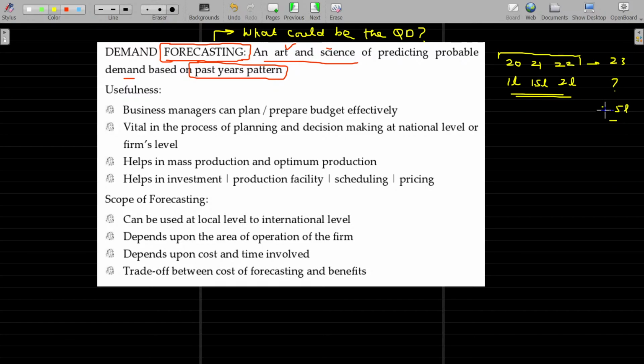Lots of experience. Art is all about experience. Science is nothing but a valid principle. Okay, isn't it? 100 divided by 4, what is the answer? 25. It's a science, it's a principle. Anybody can find this answer correctly.